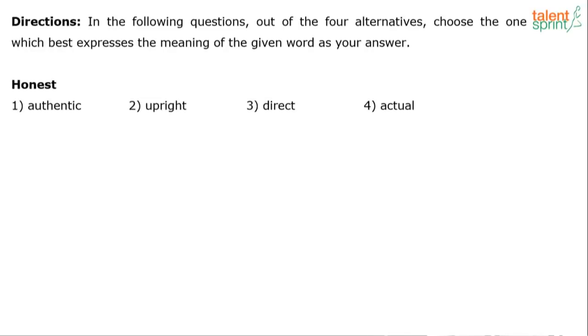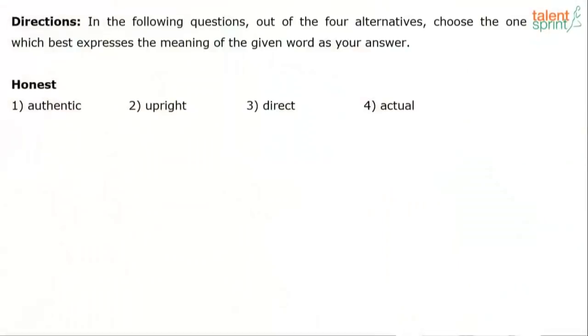Next is honest. Now, a lot of people think that words like this are pretty simple, so there is no point of discussing these words. But let me tell you, these are the most confusing words because the options are very much related to each other. Okay, so you will find a lot of similarity and a lot of people get confused with which one is the right option. For example, right here, honest, the options that you have to choose from are authentic, upright, direct, and actual. So let's look at each option very carefully because, again, like I said, they are very similar to each other.